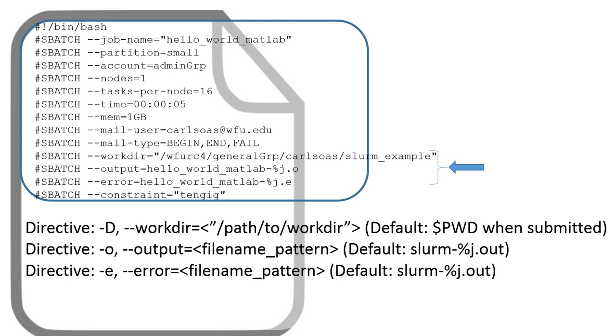The error directive logs all standard error messages that the batch script produces to the specified file. The default name is the same as the output directive's default, meaning by default, only one output file will be created containing both standard output and error information.